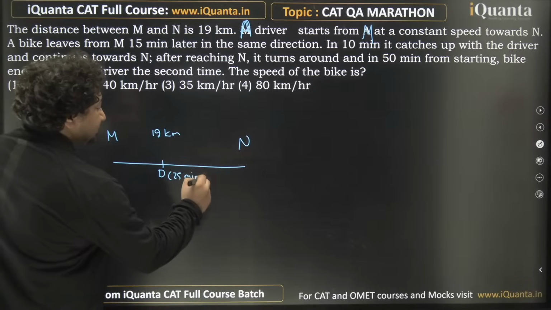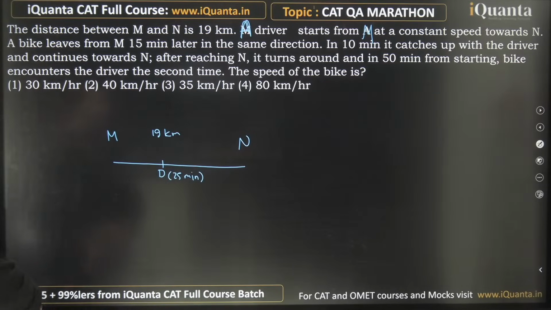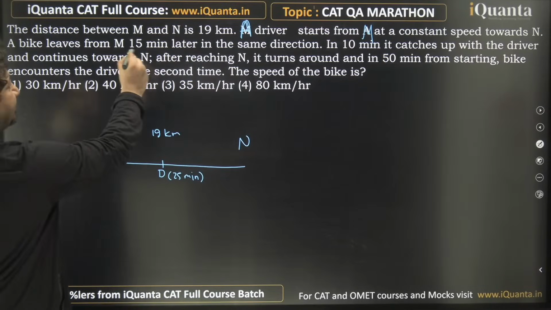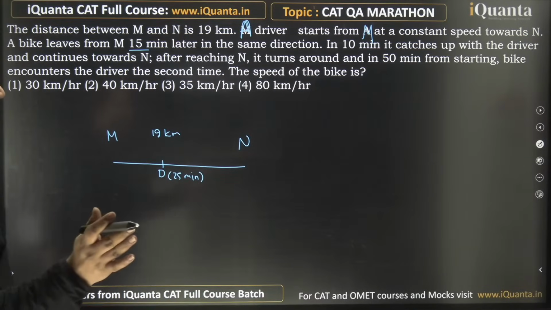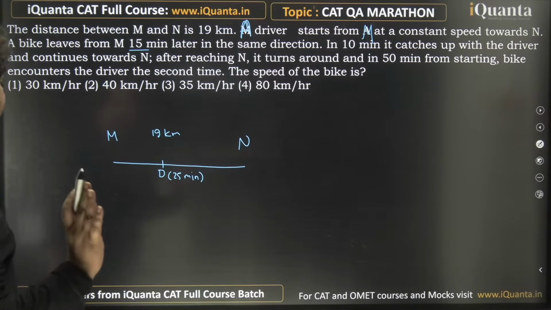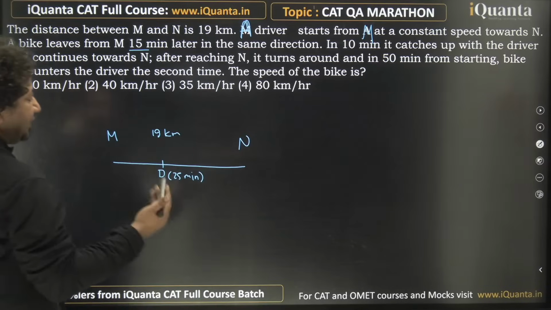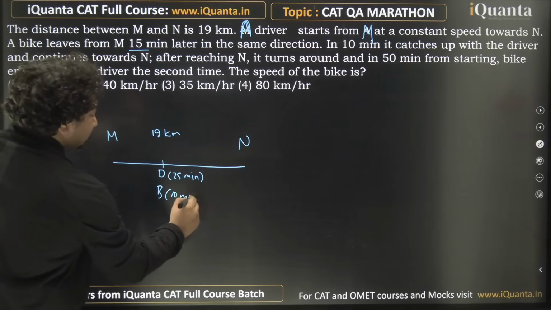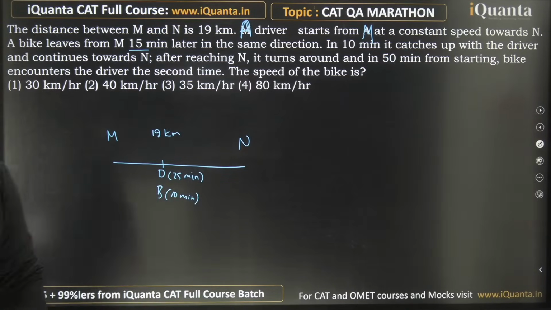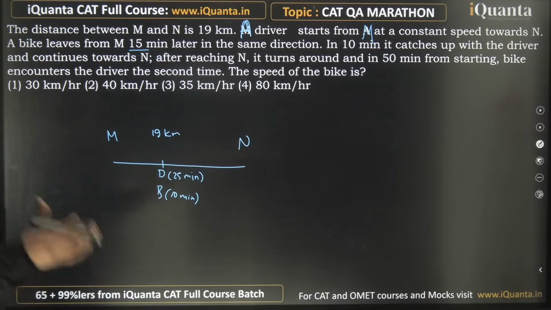25 minutes. Can we say that? Isn't it? Can we say that? See, so what is happening? The driver has gone, or 15 minutes later, someone on a bike is going in the same direction, and in 10 minutes he has caught up with the driver. So the driver has traveled for 25 minutes, but the biker has traveled for only 10 minutes. We can say that. So the same distance is traveled by these guys in 25 and 10 minutes.